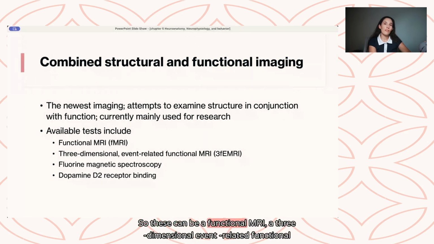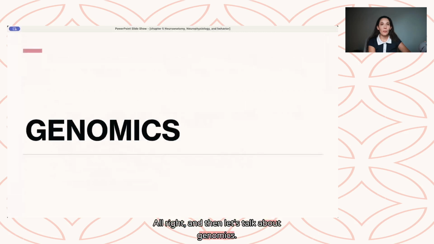So these can be a functional MRI, a three-dimensional event-related functional MRI, fluorine magnetic spectrography, and dopamine D2 receptor binding. All right, and then let's talk about genomics.